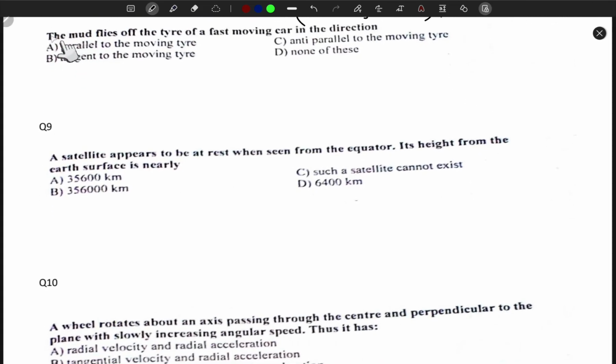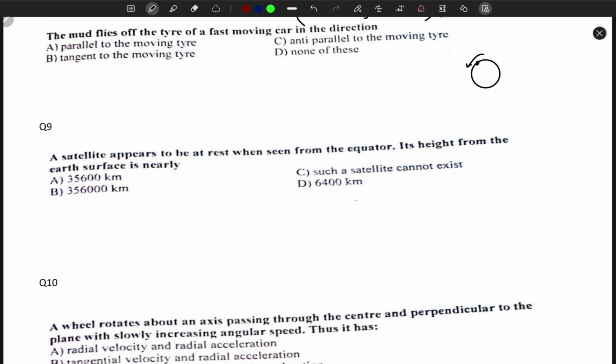Okay, here we go. So we have question A that says that the mud flies off the tire of a fast moving car in the direction. We're given some options: parallel to the moving tire, tangent to the moving tire, anti-parallel to the moving tire, none of these. So think about this. You have a tire, right? Here is your tire and it's rotating. Let's say that it's rotating in this direction.